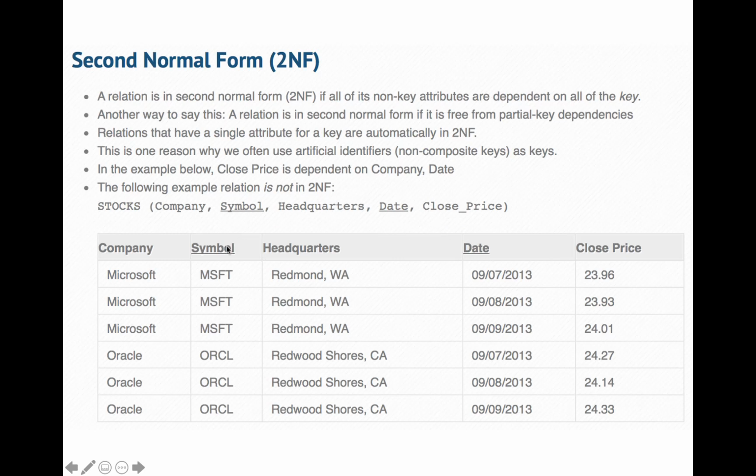If it has a double, triple, or multiple-attribute primary key, then we want to check if there are any partial key dependencies. If there's an attribute that depends on only a part of the key, then we have to fix that.